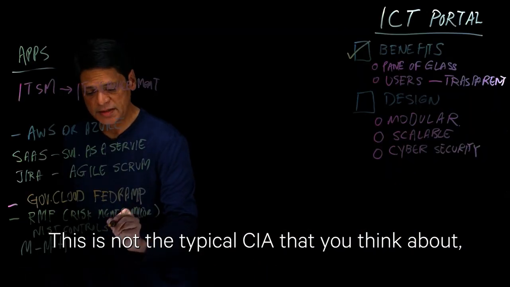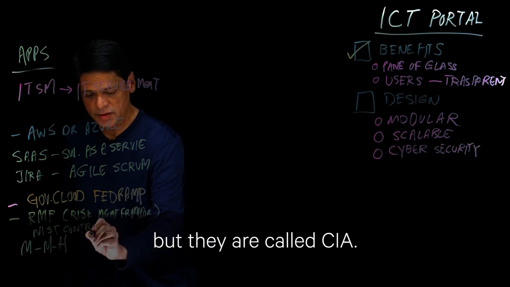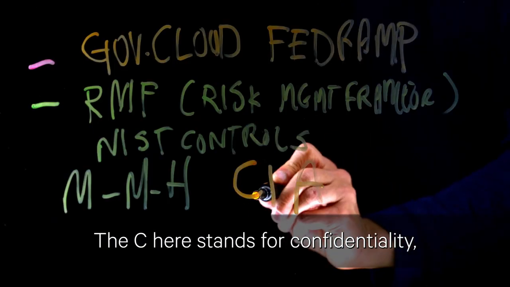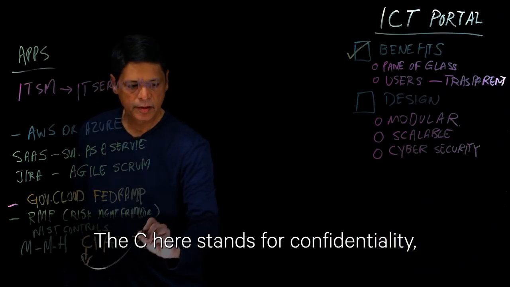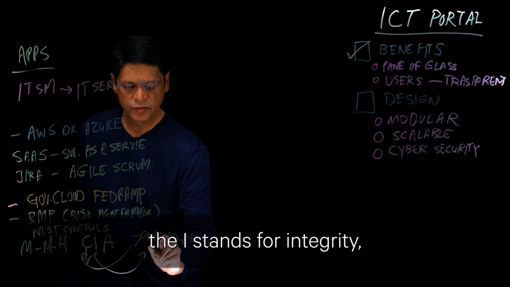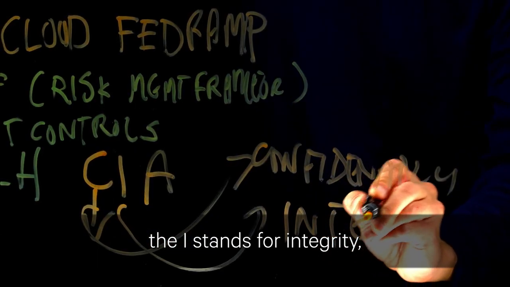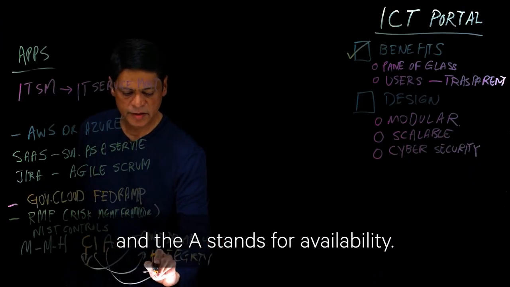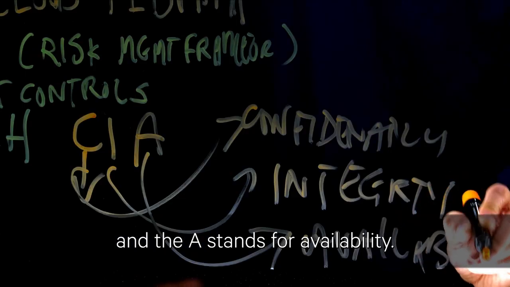This is not the typical CIA that you think about, but they are called CIA. The C here stands for confidentiality. The I stands for integrity. And the A stands for availability.